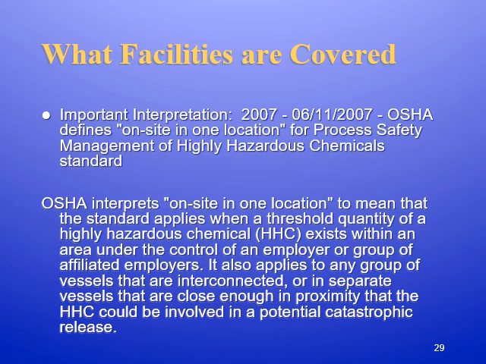So, important interpretation. OSHA interprets on-site in one location to mean the standard applies when a threshold quantity of the highly hazardous chemical exists within an area under the control of an employer, or a group of affiliated employers. So it also applies to any group of vessels that are interconnected, or in separate vessels that are close in proximity, that the highly hazardous chemical could be involved in the potential catastrophic release.